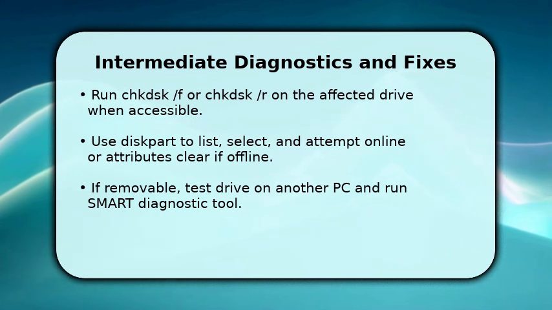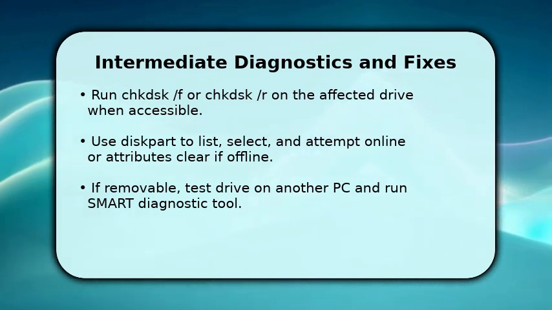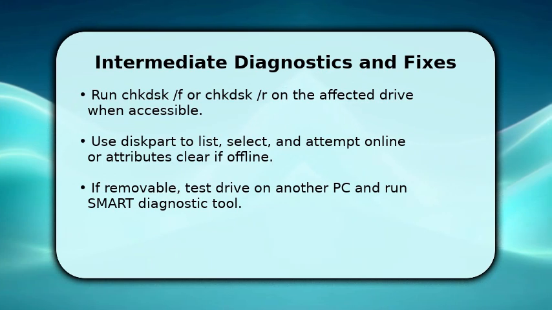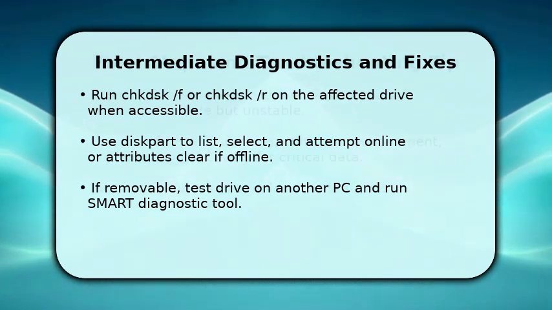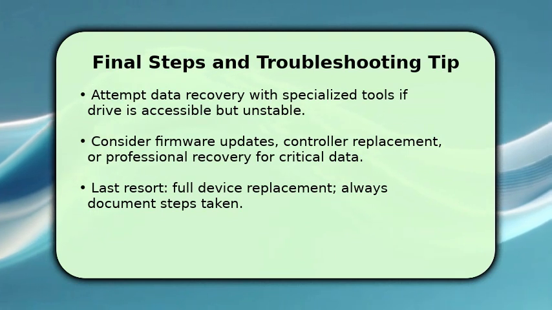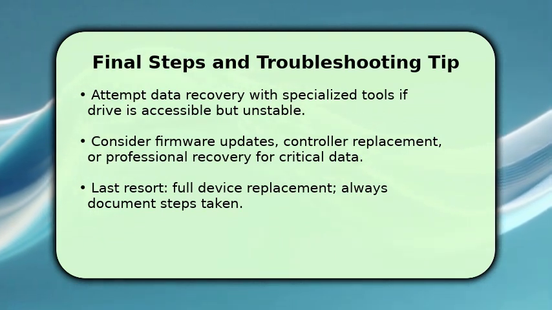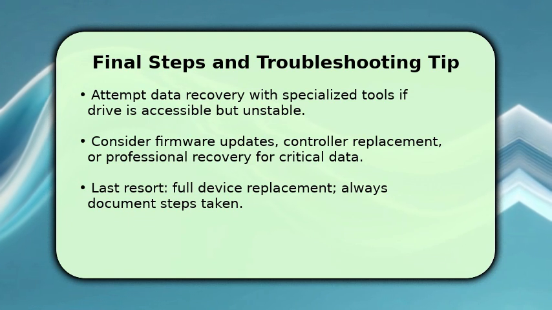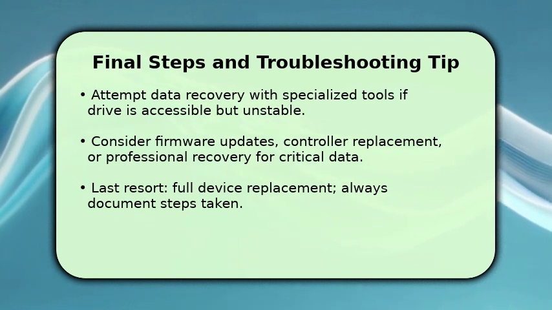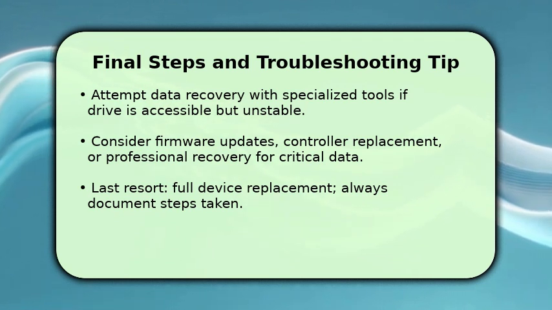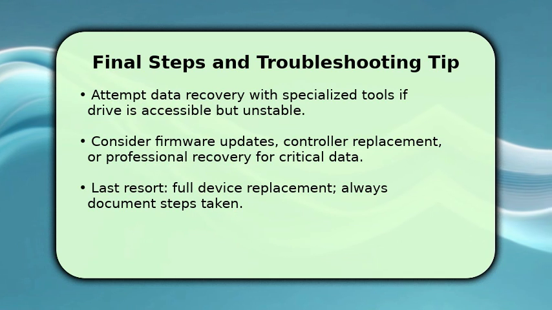Also test the device on a different computer to separate OS issues from hardware faults, and run SMART diagnostics to assess the drive. Finish by trying controlled data recovery if you can read sectors. Use dedicated tools to image the device first, then recover files from the image. If the drive firmware or controller appears faulty, check vendor updates or swap the enclosure controller. This can restore access. Once you've recovered data or determined failure, replace the unit.